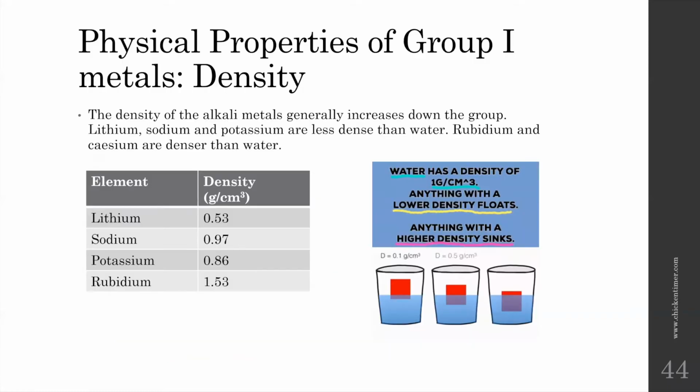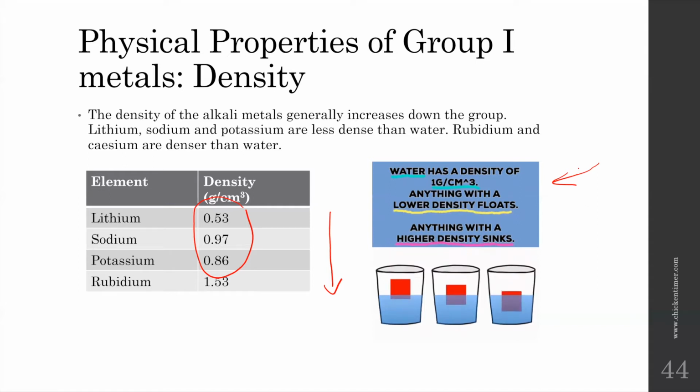These metals are very different from the rest of the metals in the periodic table, and also different from the group 2 metals. They have very low density, but you will see that the density increases as we go down the group. So then you see sodium and potassium float, but rubidium will sink.